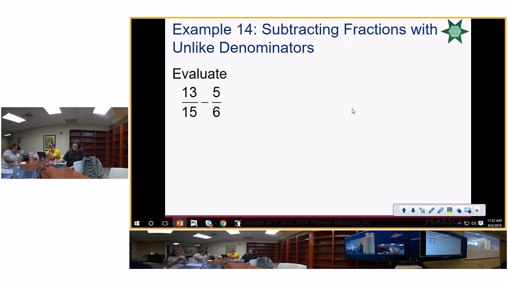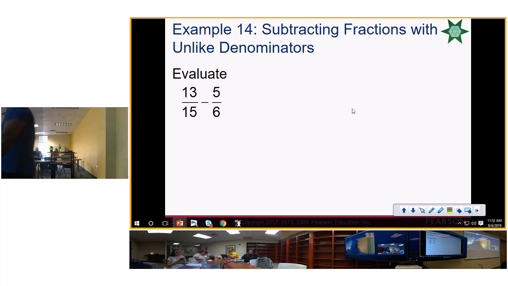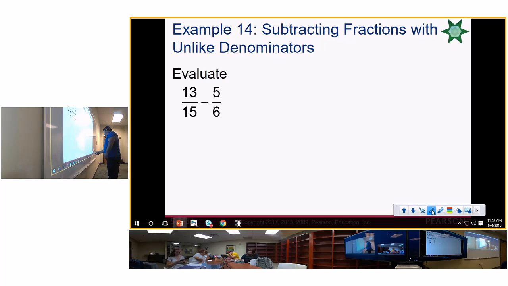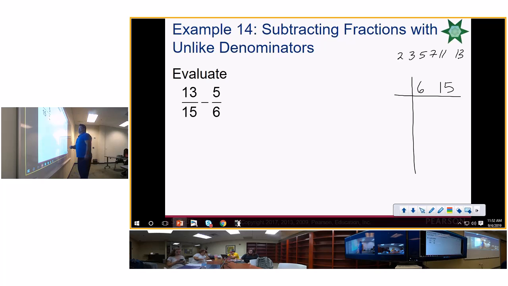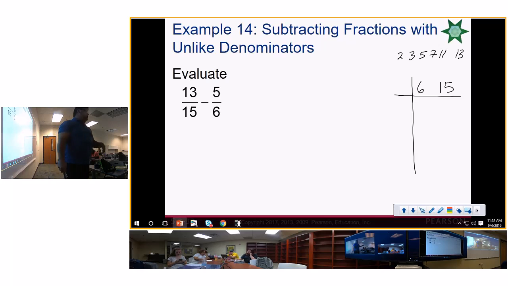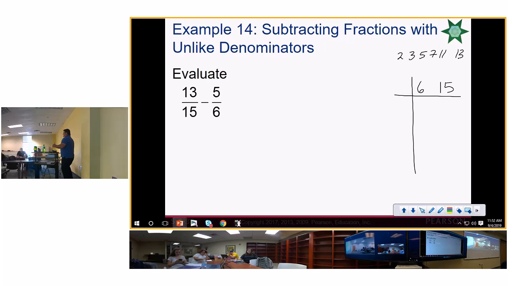Now we're going to go right to 5.1 and we're going to write down 6 and 15. 6 and 15, 2, 3, 5, 7, 11, and 13. Go to it. And I don't care about the first one. What is the first one called? The least common multiple. I want the big number. Let's go ahead and take a minute and find the common denominator of 6 and 15.